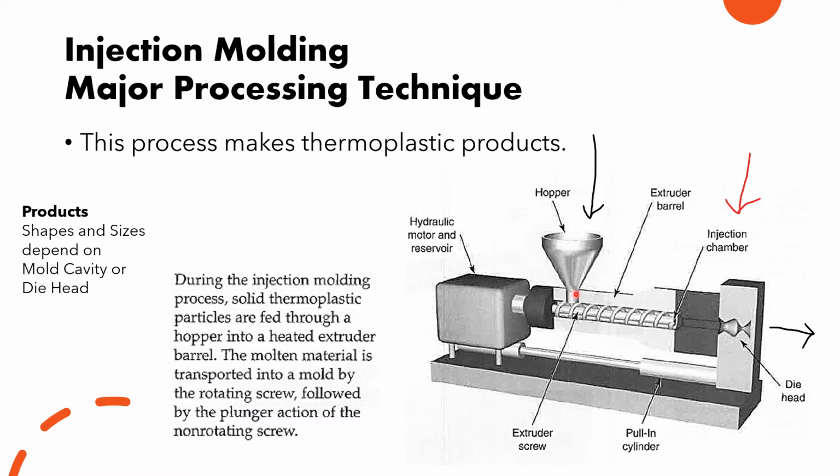So the hopper is your feeder. We're going to put the raw material through this feeder. And here we use many different screw types, okay? During this process, solid thermoplastic particles are going to come through this hopper, and this is the extrusion chamber, or we call it the extruder barrel, which is completely heated. You have to heat in order to mold your plastic. So the molten material is going to be transported into the mold with this rotating screw. It's going to move them.